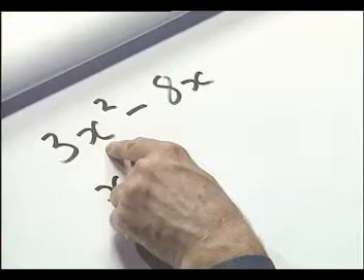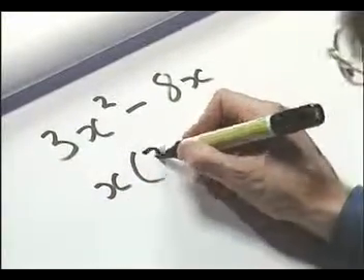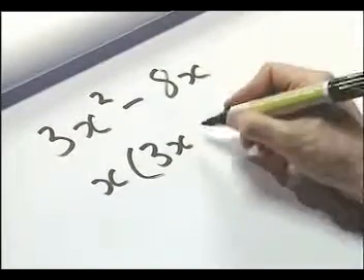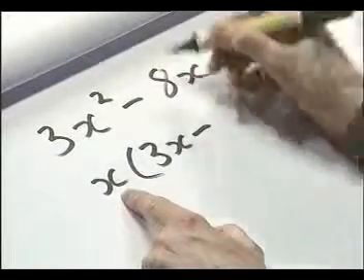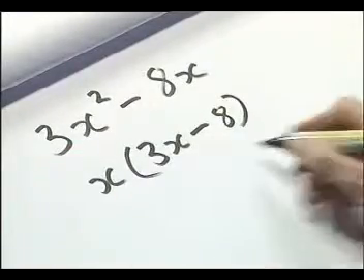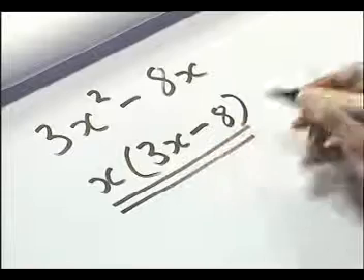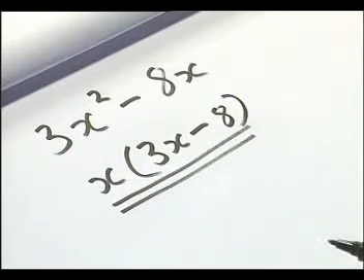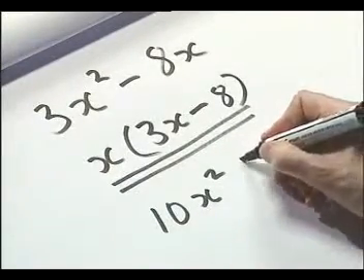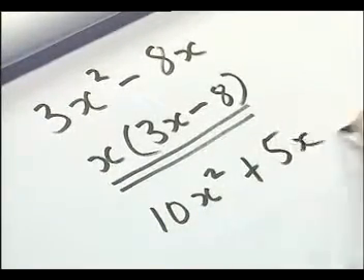We've got 3x squared, so x times by 3x must give us the 3x squared. And then x times by something to give us the minus 8x, well, it's got to be minus 8. And that's all that we need to do. We've broken it down into two brackets, x times by 3x minus 8. What if, say, we had 10x squared plus 5x?